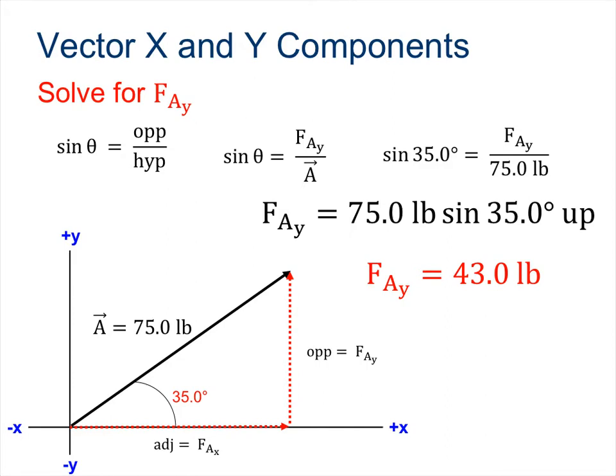And if I cross multiply that, we can see that in order to calculate the force of vector A in the y direction, we're going to take our magnitude of 75 pounds of force and times it by the sine of our angle 35 degrees. And when I plug that in my calculator, we get approximately 43 pounds of force in the y direction.